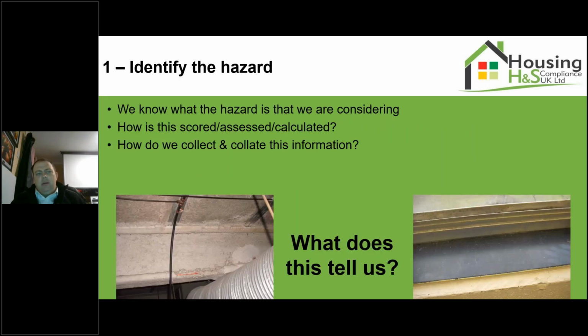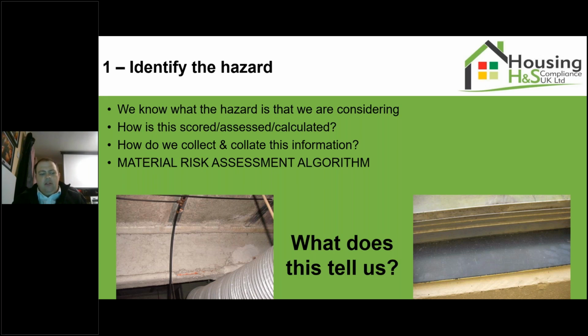So the first step to a risk assessment is to identify the hazard. And some of you on this webinar will have had asbestos surveys carried out. And the purpose for asbestos surveys is to complete stage 1 of the risk assessment. And that's to find the asbestos. We know that the asbestos is the hazard that we're looking at. So what we've then got to think is, how are we going to assess this? How are we going to calculate this? And in real terms, what is this actually going to tell me? What is the information in the survey going to tell me?